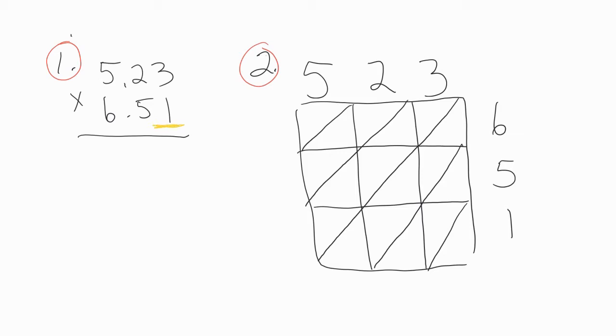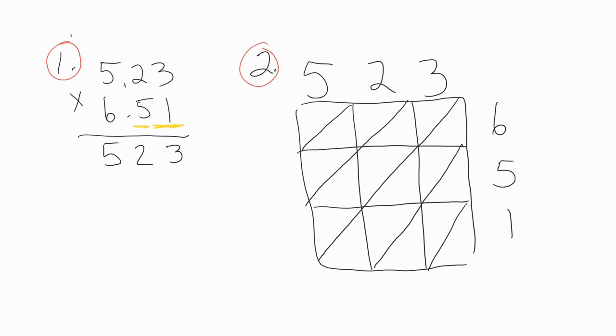And then, so this one is my hundredths position. With this, I'm going to multiply 1 times 3. I'm going to multiply it by each of the top numbers: 1 times 3, 1 times 2, 1 times 5. So I'm going to do that now. So 1 times 3 is 3. 1 times 2 is 2. 1 times 5 is 5.